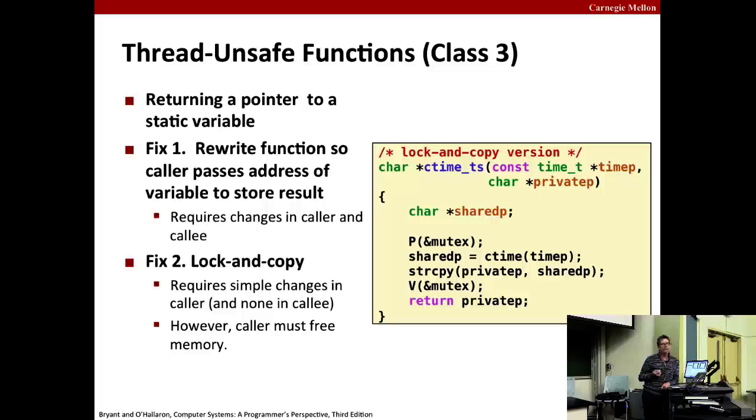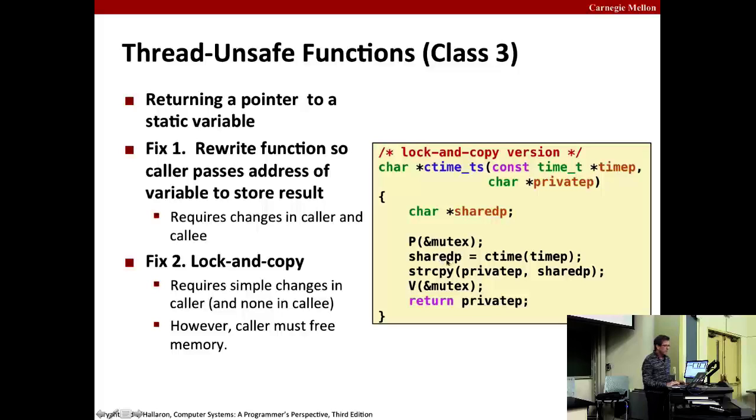So let's say one thread calls this function. For example, ctime takes this time struct as an argument, which can correspond to an arbitrary time. It could be the current time or just some arbitrary time that the caller constructed. And it returns a pointer to a char star. So it returns a pointer to a string that represents the date and the time, right? An ASCII string that represents the date and time.